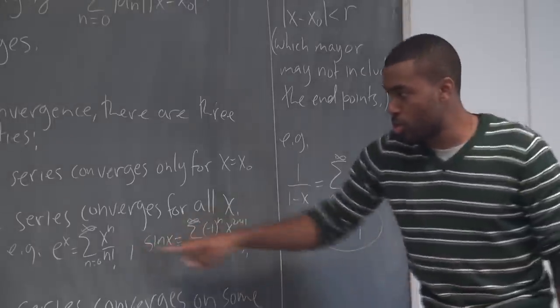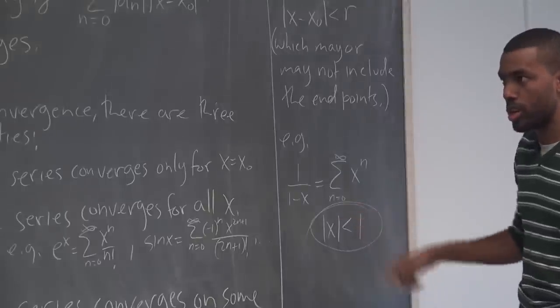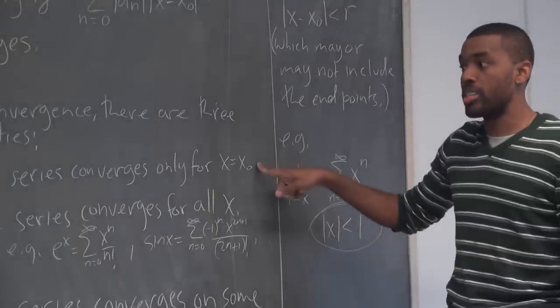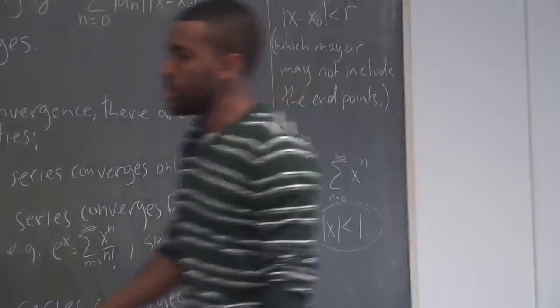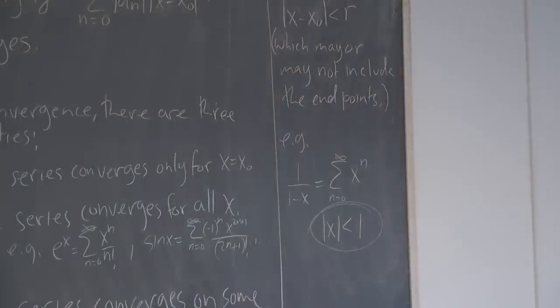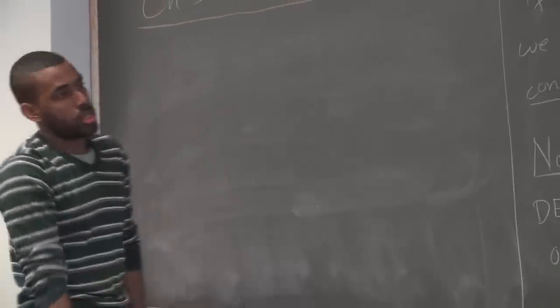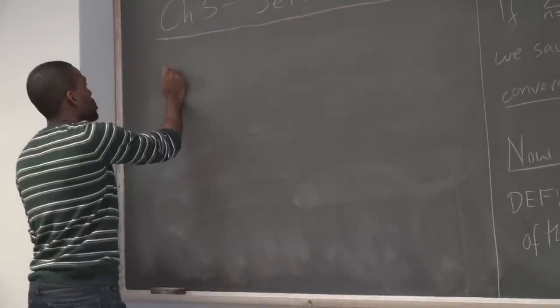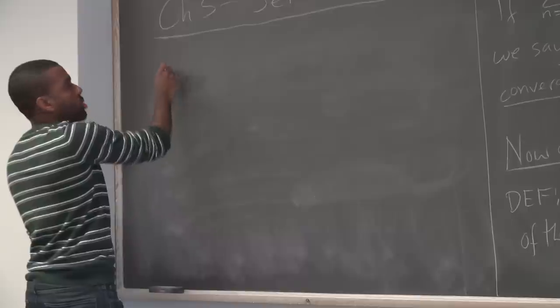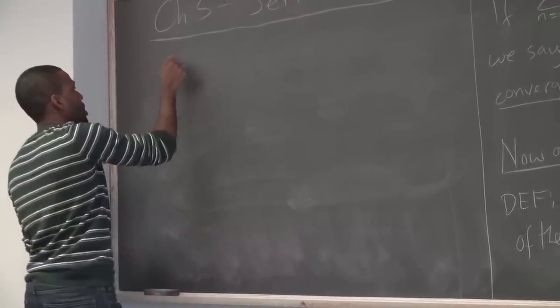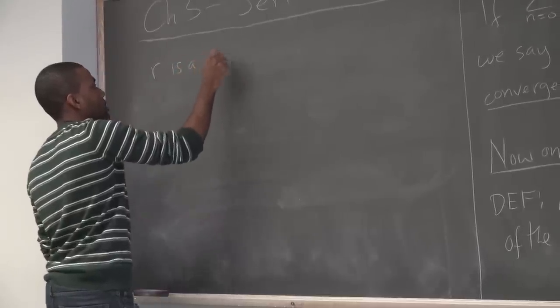So sometimes series will work everywhere, but sometimes they only work on a certain interval. Sometimes they'll only work at a specific point, right? But they will always converge to something. A power series will always converge. It's just a matter of where it converges and what it converges to. What's something else I wanted to tell you about this? R is a real number.